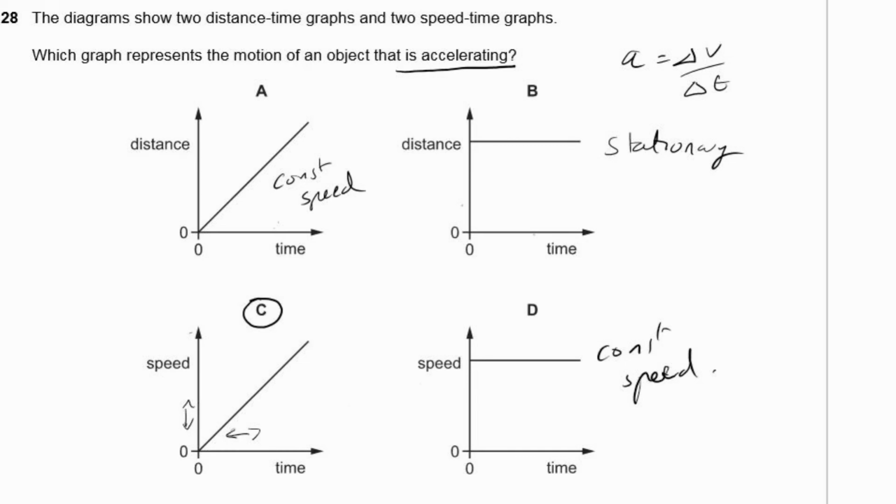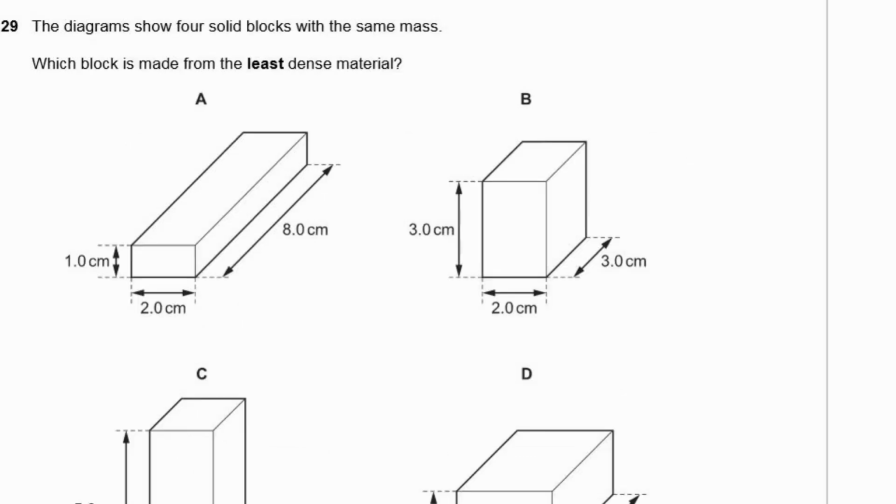C absolutely has to be accelerating. 29. The diagrams show 4 blocks with the same mass. Which block is made from the least dense material? Alright, first things first, let's use our equation for density. Density is mass divided by volume.